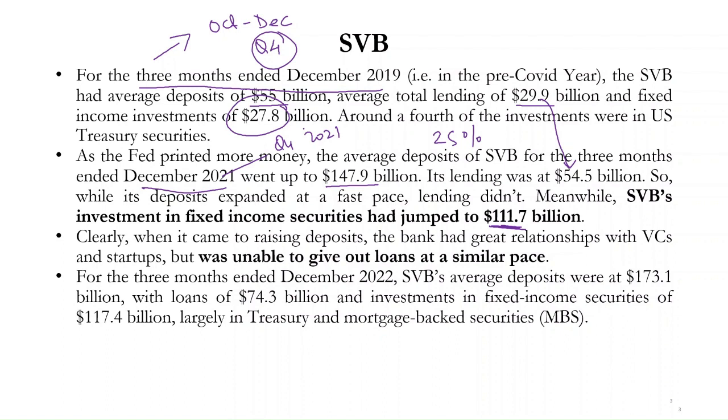Clearly, when it came to raising deposits, the bank had great relationships with VCs and startups, but it was unable to give out loans at a similar pace. As we discussed before, it was the bank for VCs and startups. When VCs and startups had more money, they deposited it in Silicon Valley Bank, but the bank was not able to give out loans at a similar pace. So there was a mismatch between the increase in the rate of deposits and the increase in the rate of lending.